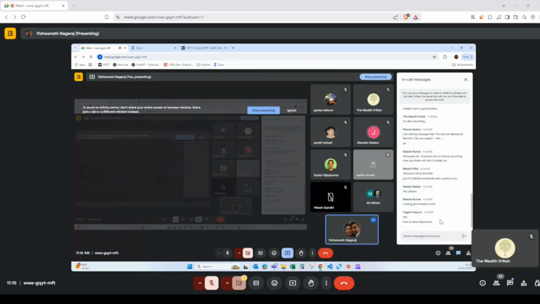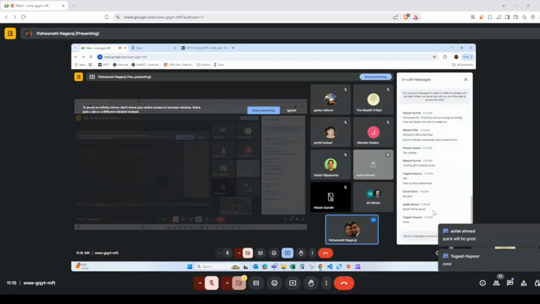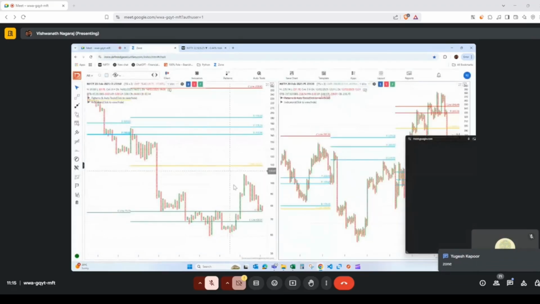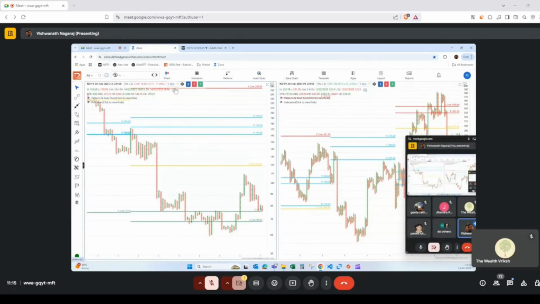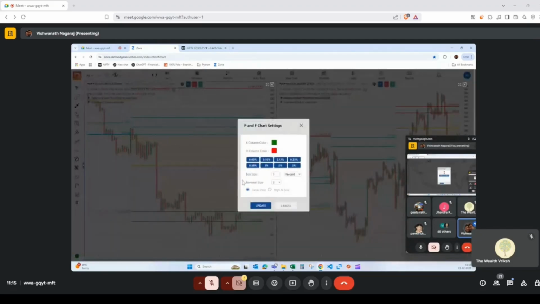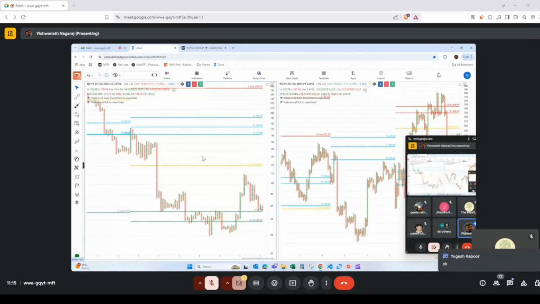Okay, just a quick one. You're asking how to draw these lines, is that for the TradingView or the zone one? Zone. Okay, that is a running horizontal count. You can come here in auto, but the condition for the running horizontal count is it should be a one box reversal method. It cannot be a three box reversal. It doesn't work on a three box reversal. Everything you do normal, you make it one box reversal, and then you come to auto tools and you add your running horizontal count. That is how you'll get that.